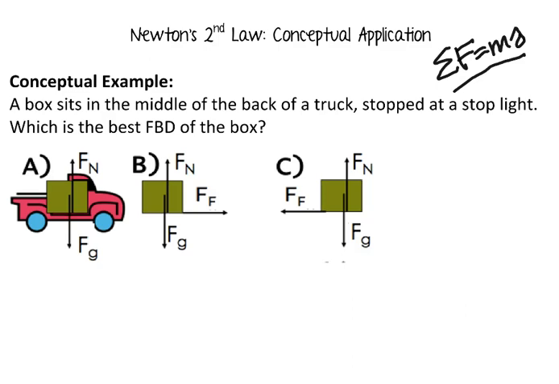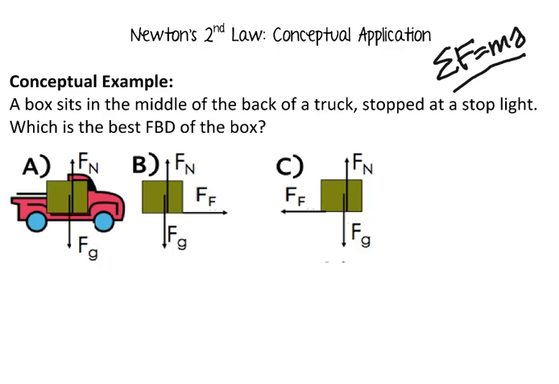Which of these is the best free body diagram of the box? So maybe there's a normal force up and a gravity force down. Maybe a normal force up, a gravity force down, and friction forwards. Normal force up, gravity down, and friction force backwards. Think about it for a second.